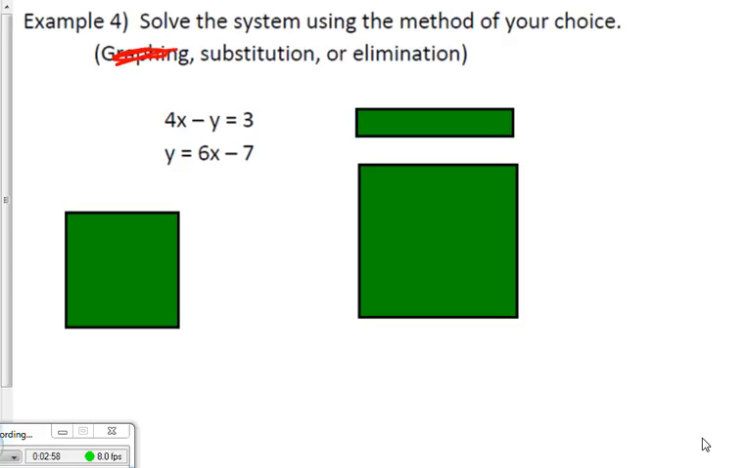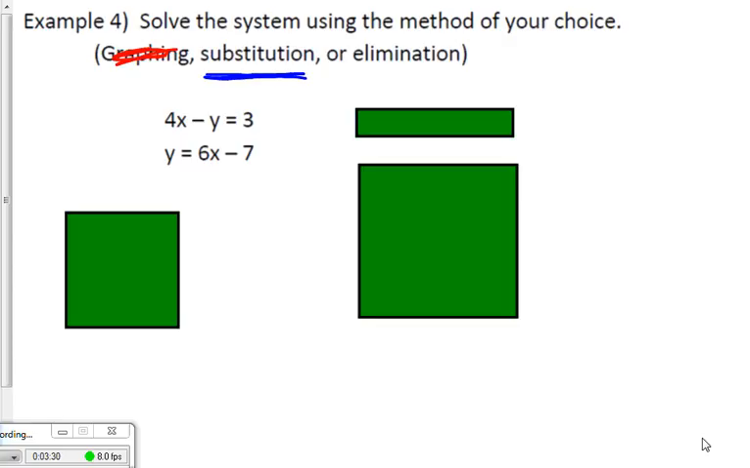Well, in this case, looking at our bottom equation, we already have y alone. We'd say y equals this amount, 6x minus 7. Since we already have y alone, substitution is probably going to be our best choice here. This would be a really good situation of when it's easy to substitute. I know we're in the elimination section, but we're actually going to use substitution just because this one is already set up so easily for us.